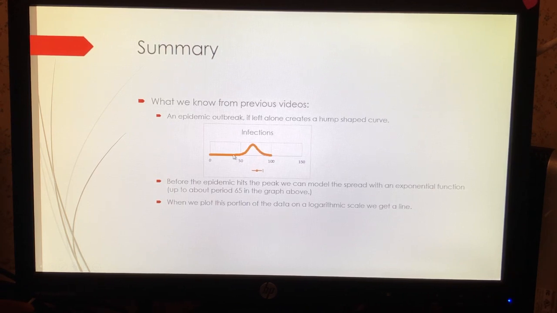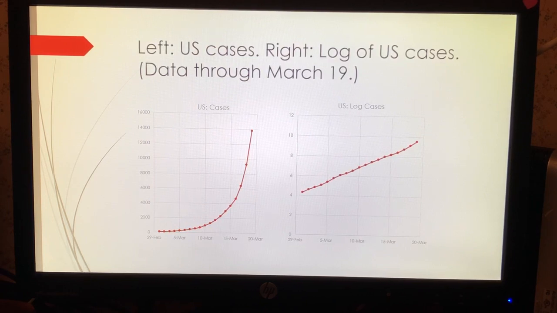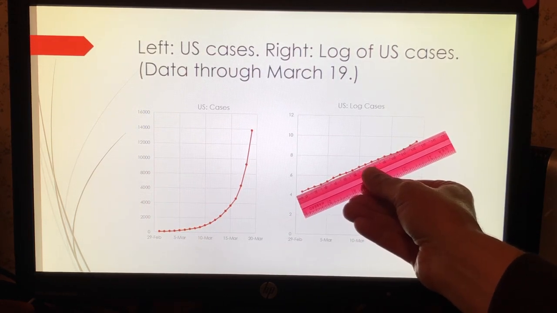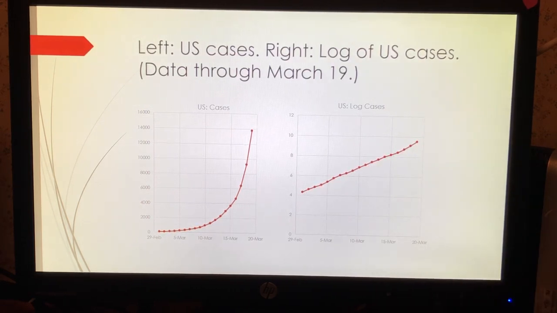Now, before we hit the peak of this epidemic, we can model this increase in infections nicely using an exponential function. And if we plot this exponential function on a logarithmic scale, what we get is a line. Just as a quick example, let's look at what is going on in the US right now. On the left panel, we see the number of COVID-19 cases in the US, and we see this very sharply increasing exponential graph. Now, if we plot this exact same data, but instead of using just a number scale, we use a logarithmic scale, what we see is that these cases fall very nicely on a line. So if we plot an exponential increase on a log scale, we get a line.